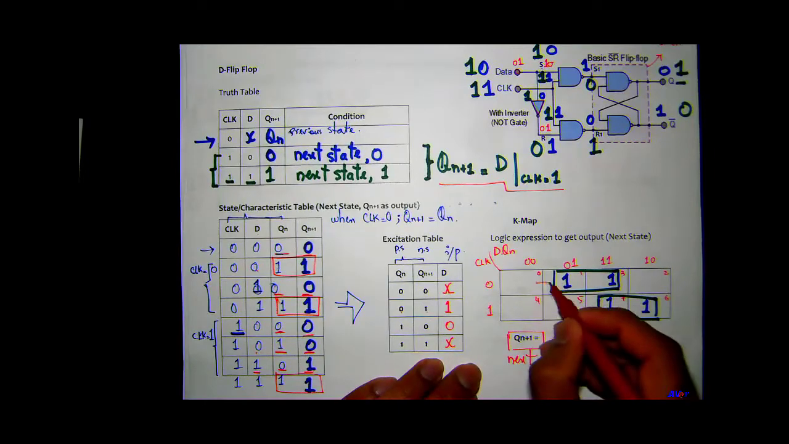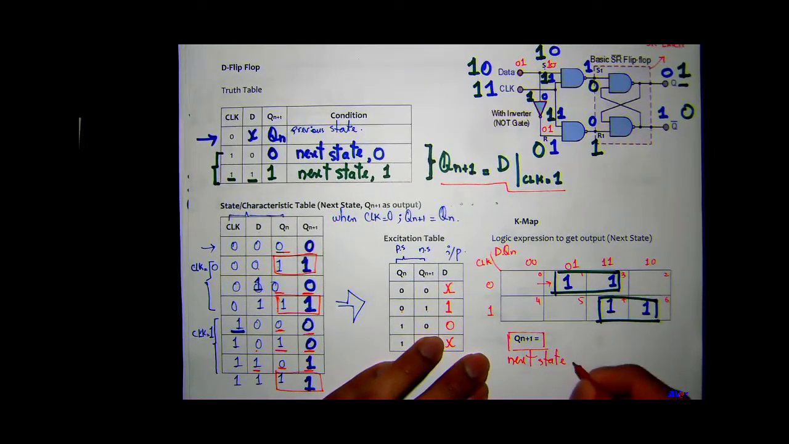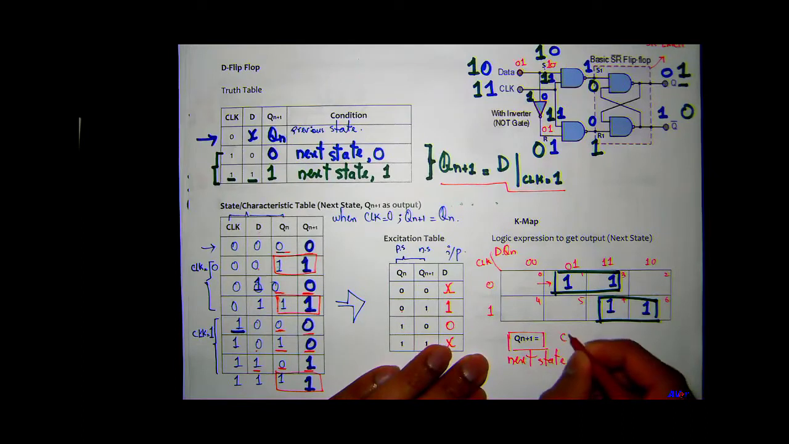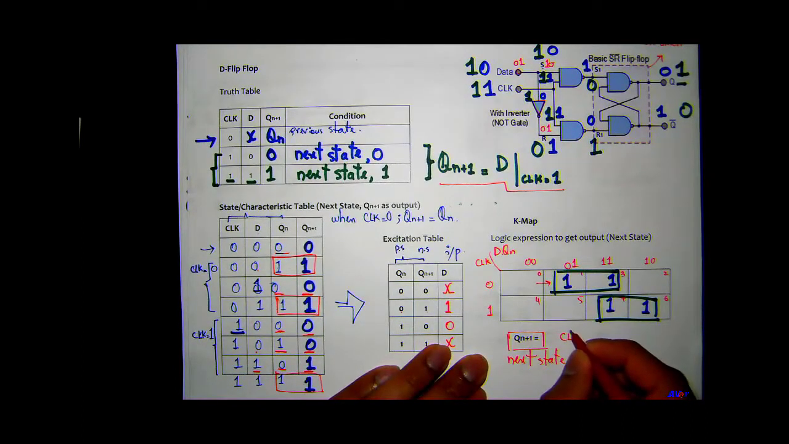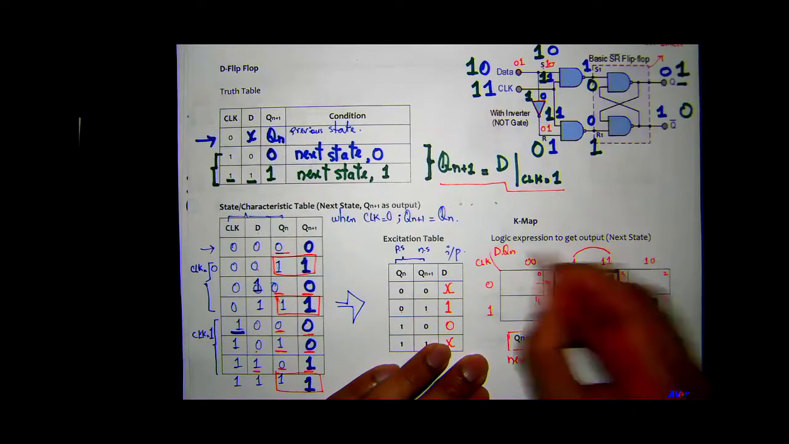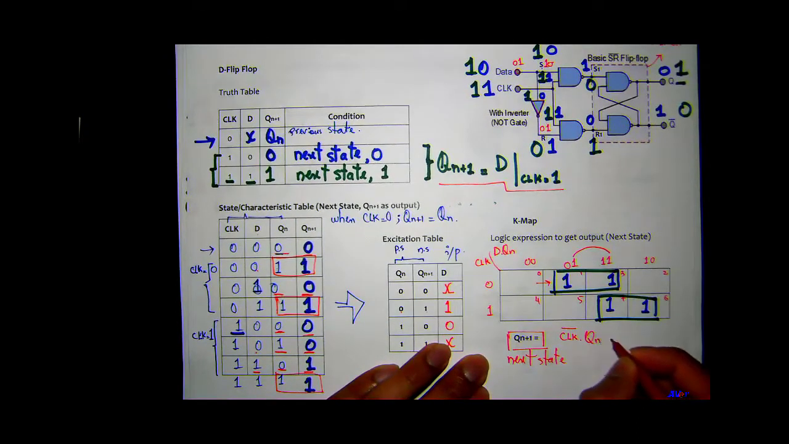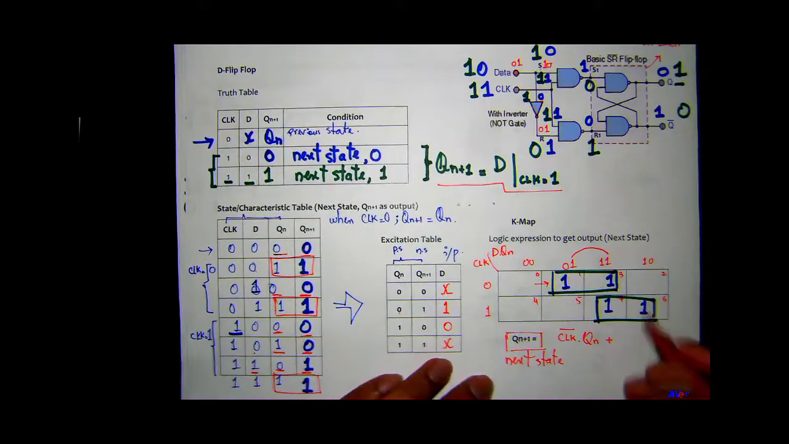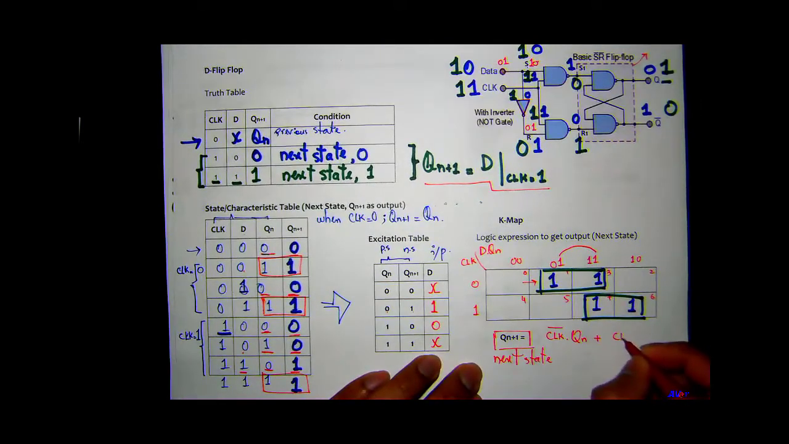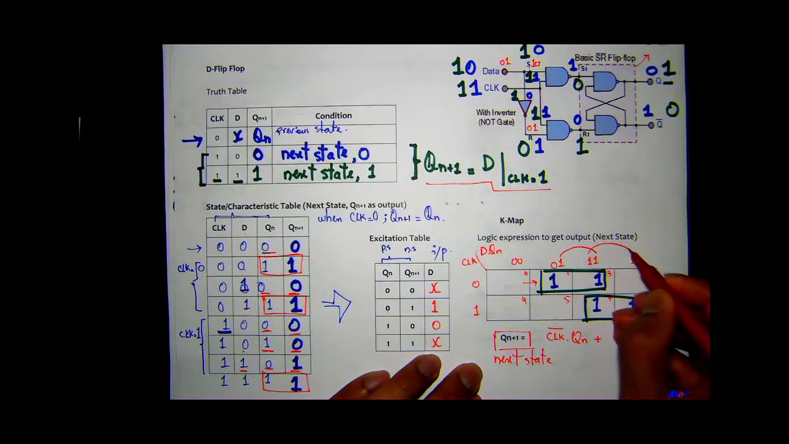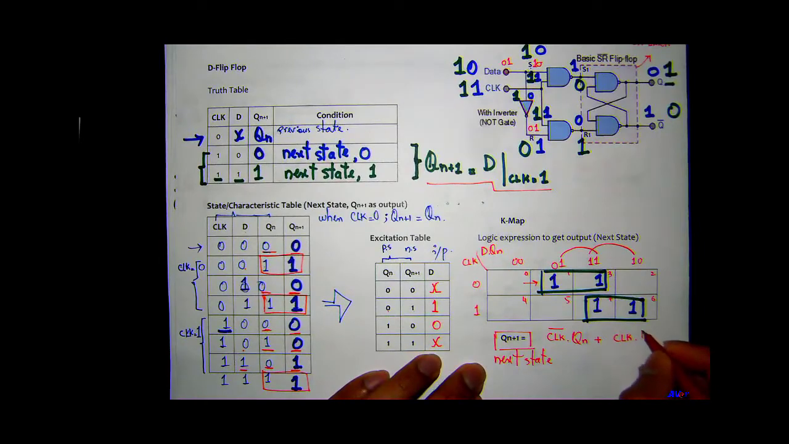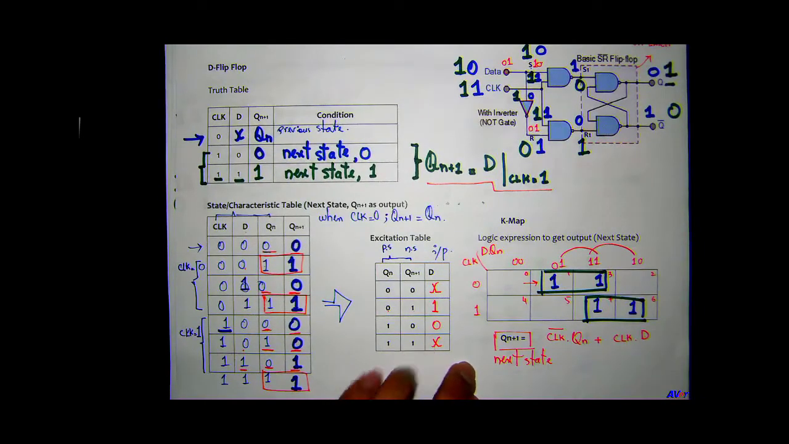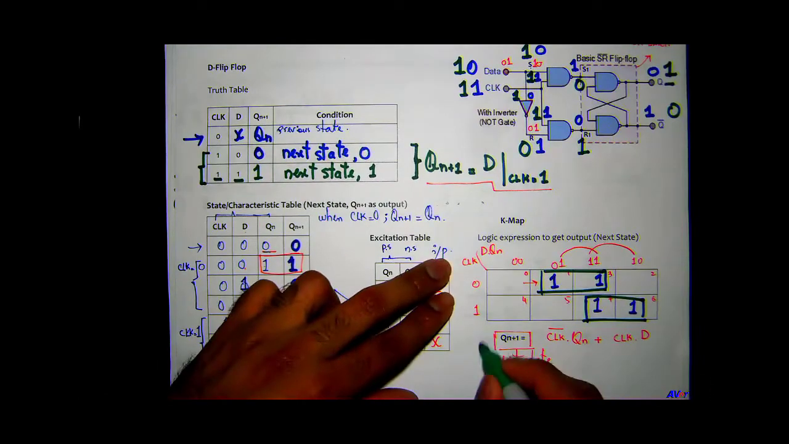So the expression for this one would be clock bar dot the common here, which is Qn, plus clock dot the common here, which is this one right here, so that's D. Okay, so this is the expression that we have for the next state.